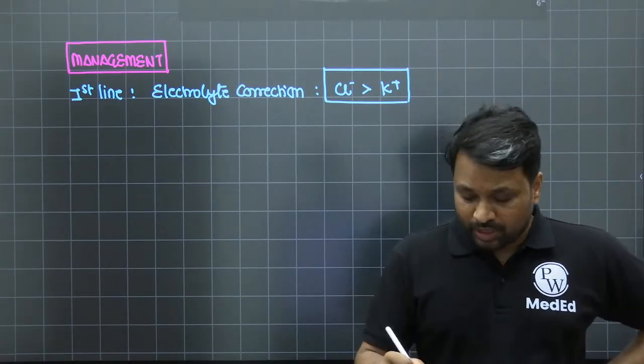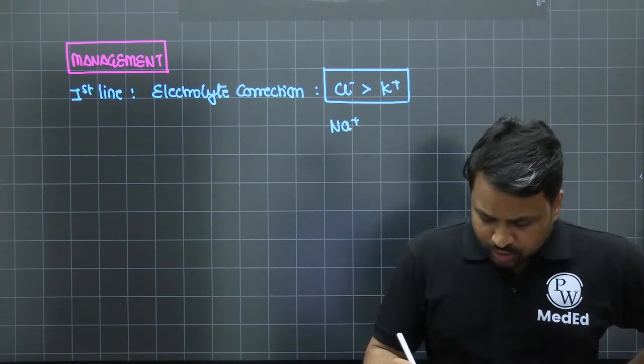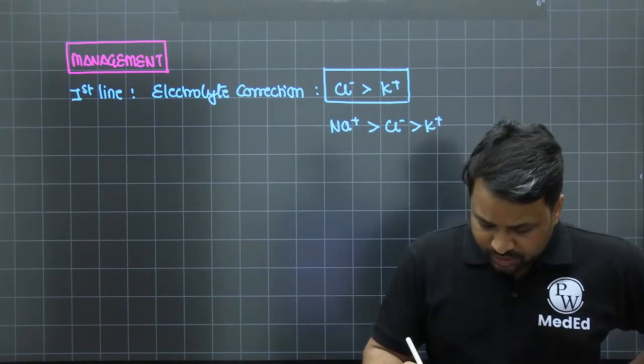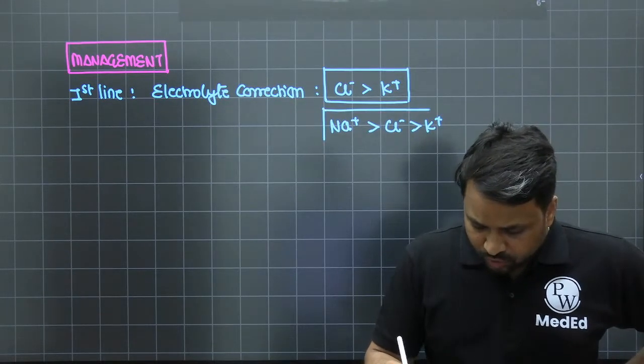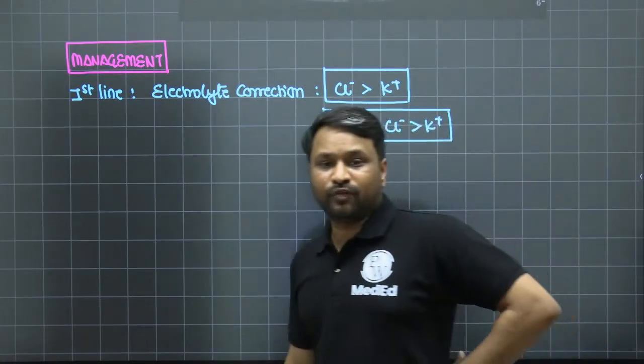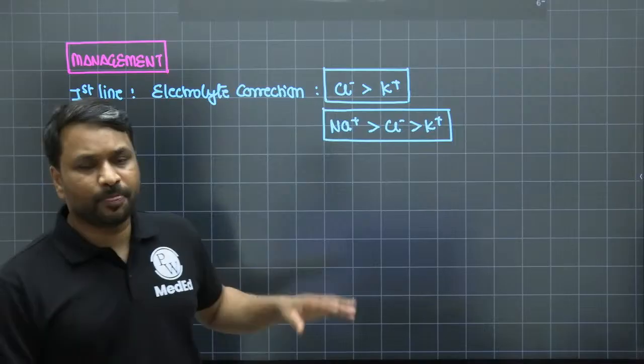But if the hyponatremia is there, then you should correct everything, but the order of preference for correction is sodium first, followed by chloride, followed by potassium. So this is the order of electrolyte correction that you need to follow in CHPS.